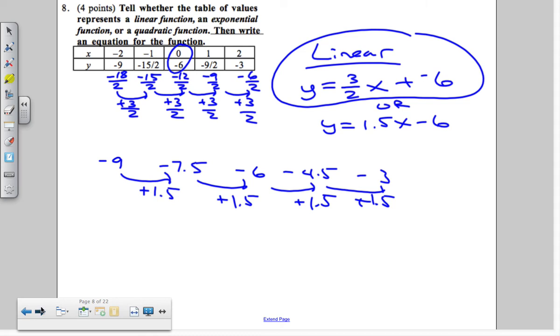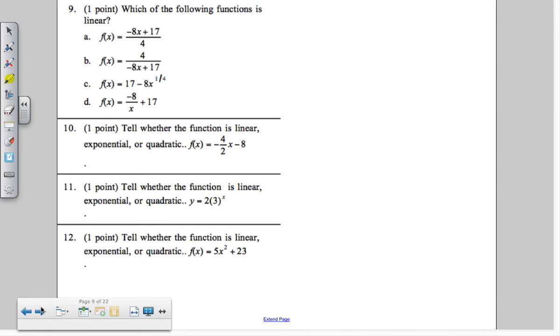Number 9, you're just looking for the one that could be written in this form. These 3 can't. This one because an x is in the denominator, this one because the x has the power of 1/4, and D because the x is in the denominator. This one I could distribute the divide 4 and rewrite it like that. So that is a linear function.